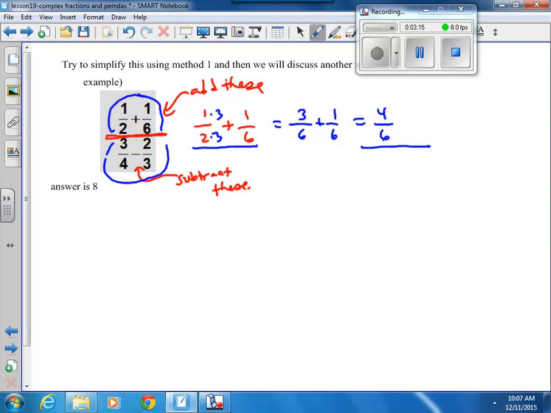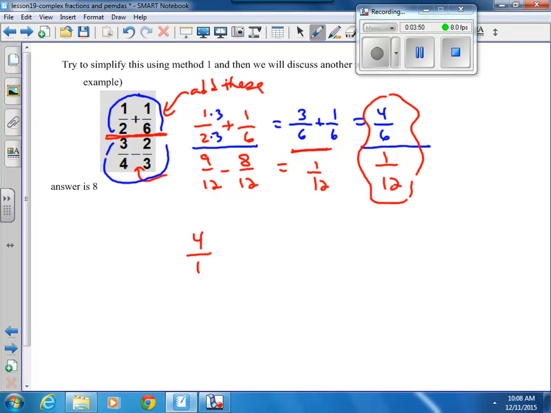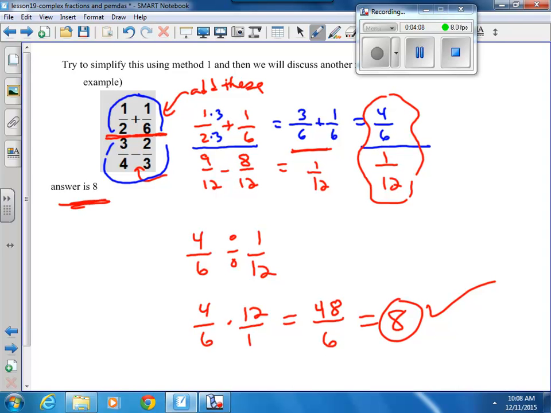3/4 minus 2/3, the LCD is clearly 12. So 12, 12. How does 4 become 12? Multiplied by 3, so we transform those fractions, having the common denominator. How does 3 become 12? Multiplied by 4. So now we're going to have 1/12 in the denominator. After all that sweat equity, we've got 4/6 divided by 1/12, which really means 4/6 multiplied by the reciprocal. If you just travel straight across, that takes you to 48 over 6, which is 8. And that was the final answer.